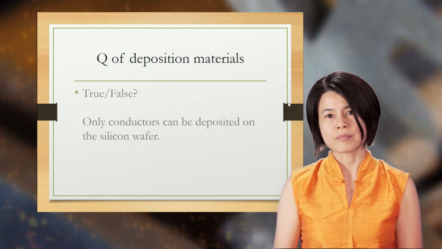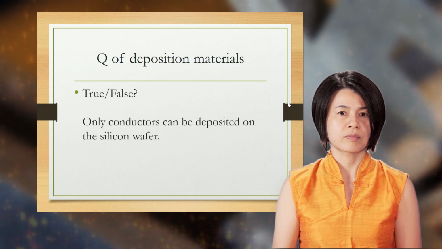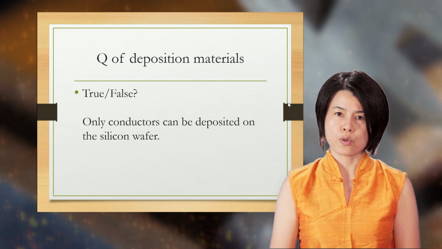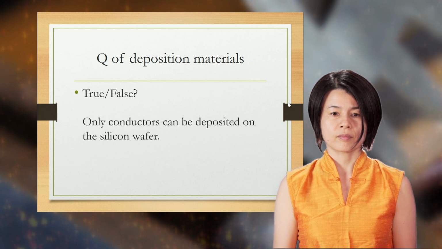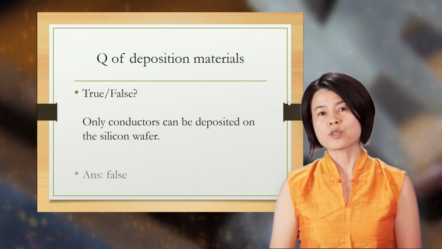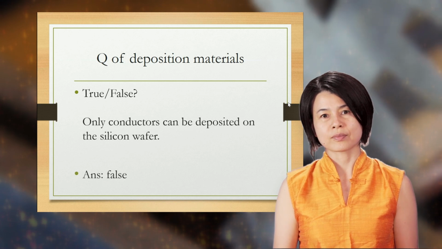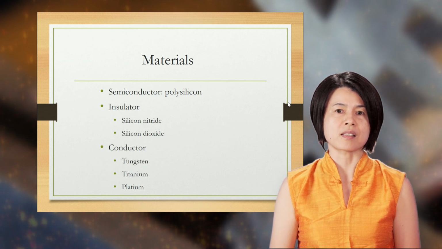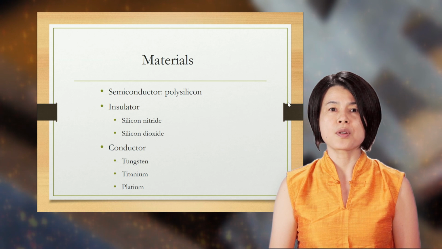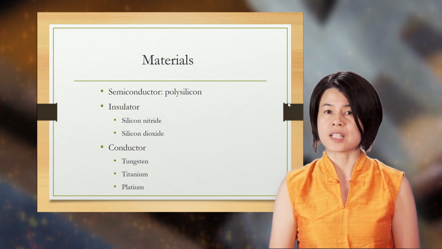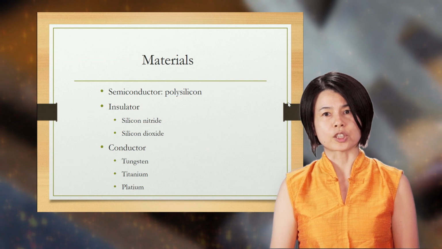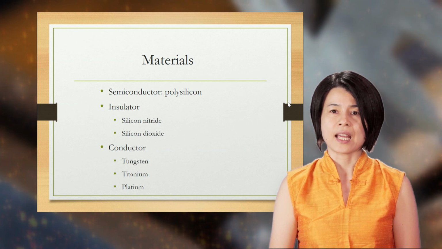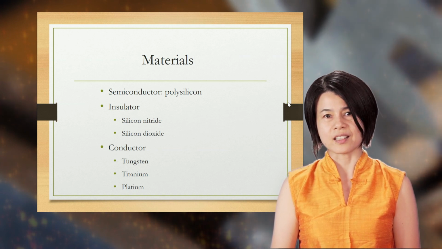Another true or false question for the subject of deposition materials. Only conductors can be deposited on the silicon wafer. True or false? The answer is also false. Let's look at the next slide. This page shows the materials which can be deposited for microfabrication. A lot of materials can be deposited on the surface of a silicon wafer, including semiconductors like polysilicon, insulators like silicon nitride and silicon dioxide, and conductors like tungsten, titanium, and platinum.